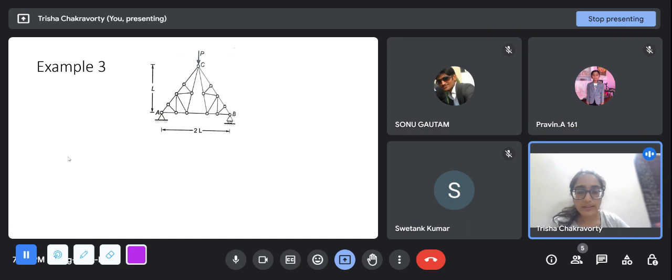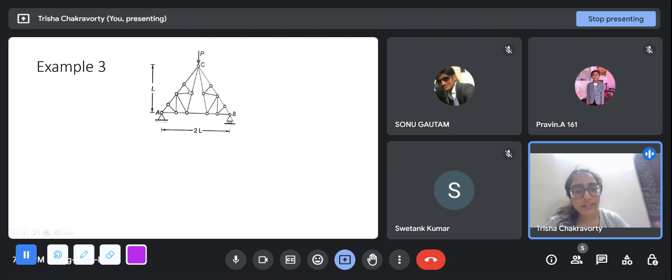Now, this is another example. It looks very complicated, but if you remember the concept of zero force members: if three members meet at a node, two of them are collinear, and there is no applied external load or boundary condition at that node, then the third, the non-collinear member, will be a zero force member. So this is a zero force member. So this doesn't exist. If a member carries zero force, you can as well omit it from your diagram.